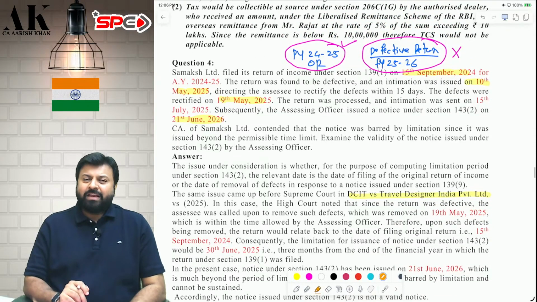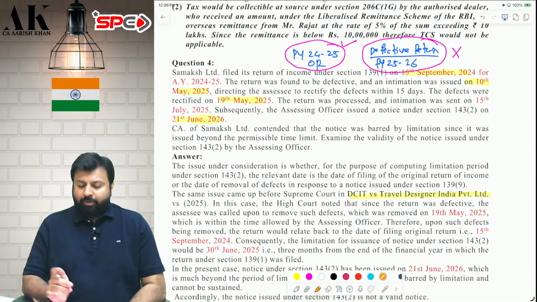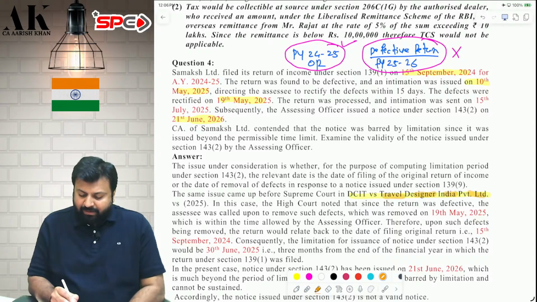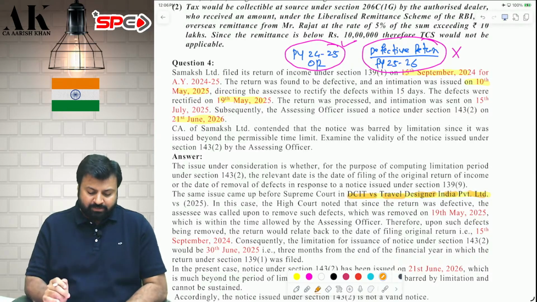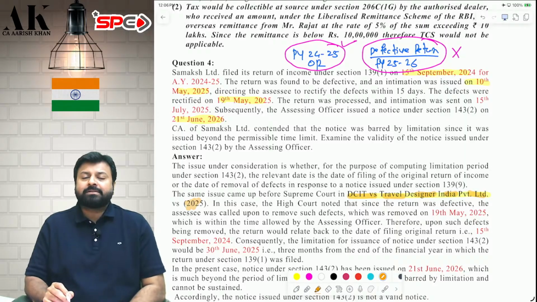Next one is something which we have done earlier also, but a very important case law of Travel Designer India Private Limited, Supreme Court judgment, recent judgment of 2025. What has happened in this case?